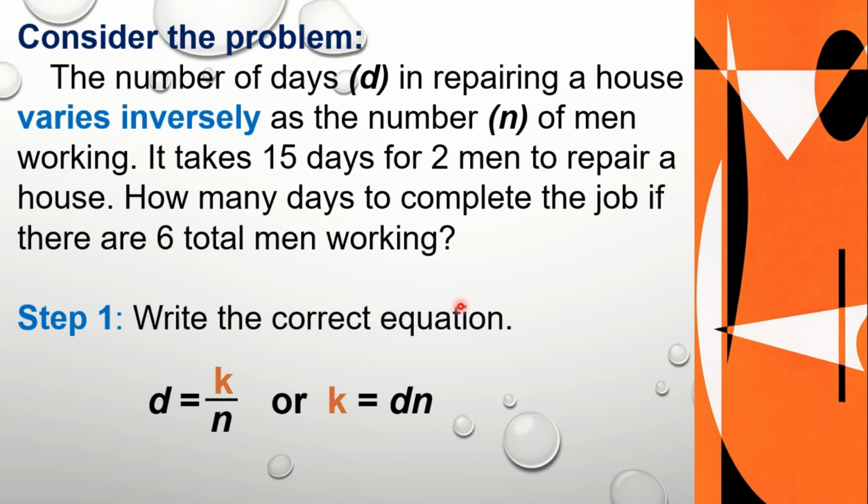So again, we are going to use the following steps in solving. So the two quantities here, the number of days represented by D and the number of men represented by N. So we write the equation as D is equal to K over N, or the constant is equal to the product of the two quantities D and N.